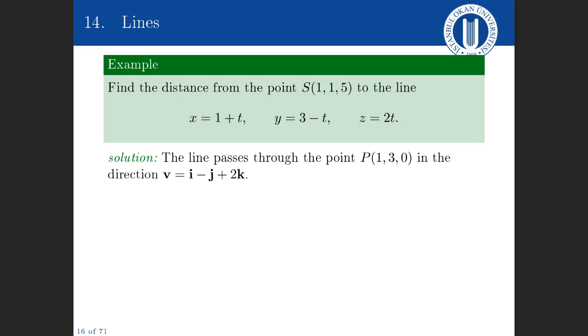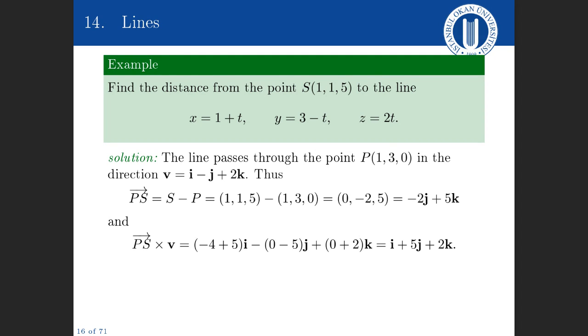Now we have the information that we need. Now we can start calculating the distance. We need the vector from P to S. We do S minus P. You can check that that's minus 2j plus 5k. We need the cross product of PS and V. Again, I leave this for you to check. Check the calculation. This must be i plus 5j plus 2k.